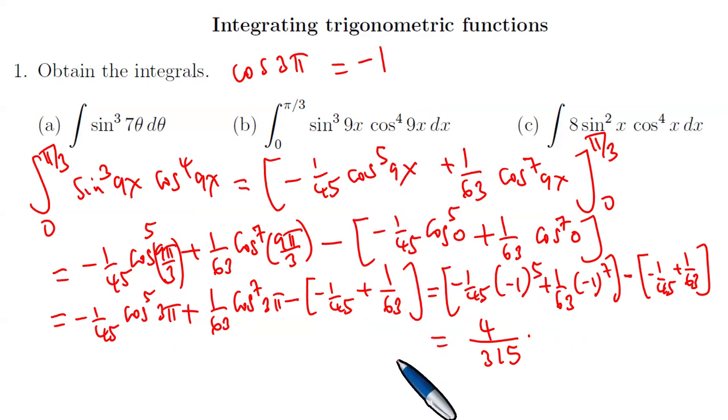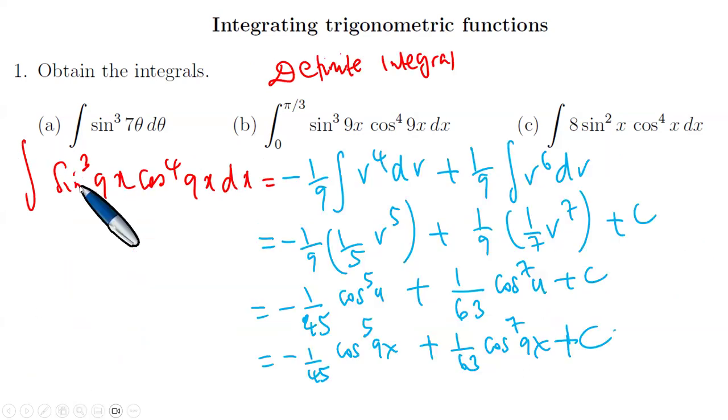Yes, please. I got lost at the part where we got negative 1 over 45. I understand the negative 1 in the bracket, but the negative 1 over 45 cos 5. Okay, you're saying where is the negative 1 over 45 coming from? Yes, the negative part, because I thought it was positive. Okay, let me see.